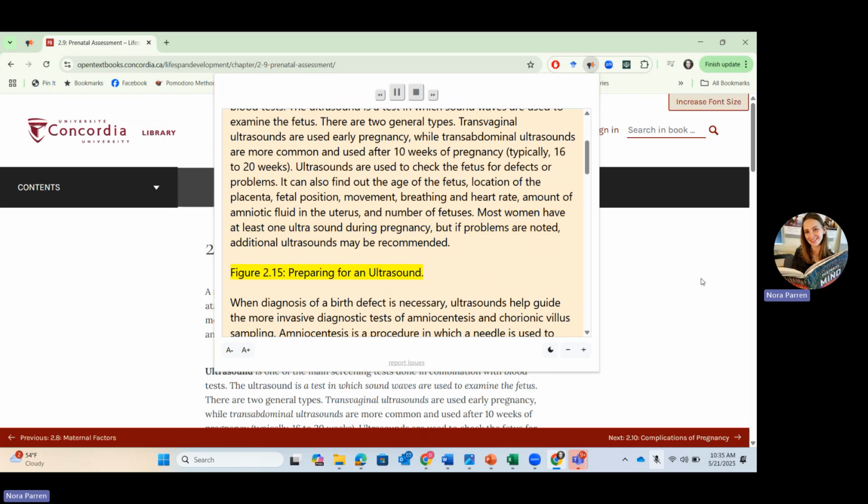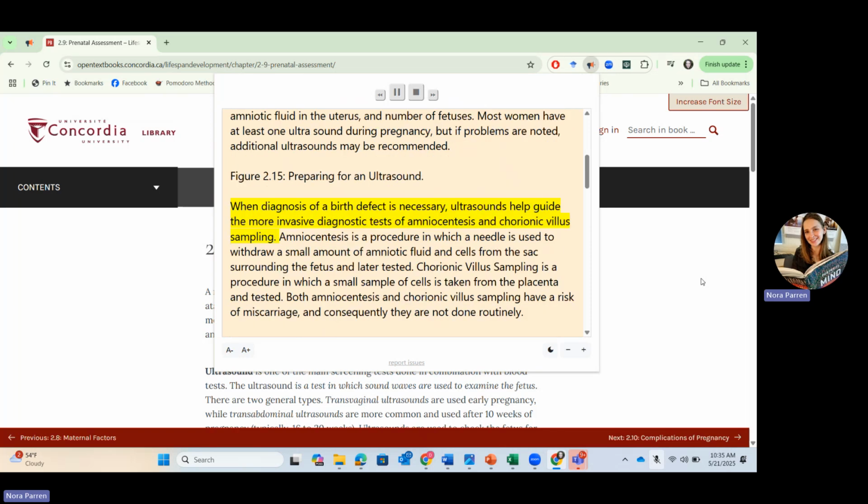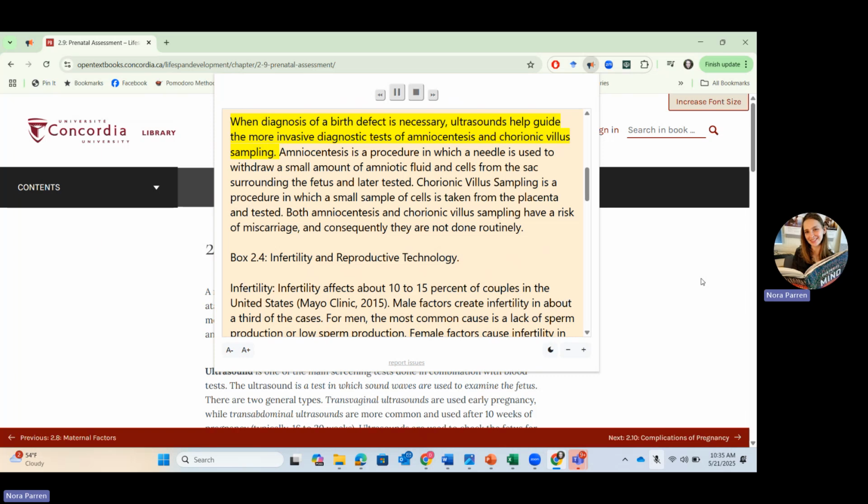Figure 2.15, Preparing for an ultrasound. When diagnosis of a birth defect is necessary, ultrasounds help guide the more invasive diagnostic tests of amniocentesis and chorionic villus sampling. Amniocentesis is a procedure in which a needle is used to withdraw a small amount of amniotic fluid and cells from the sac surrounding the fetus, which are later tested. Chorionic villus sampling is a procedure in which a small sample of cells is taken from the placenta and tested. Both amniocentesis and chorionic villus sampling have a risk of miscarriage, and consequently they are not done routinely.